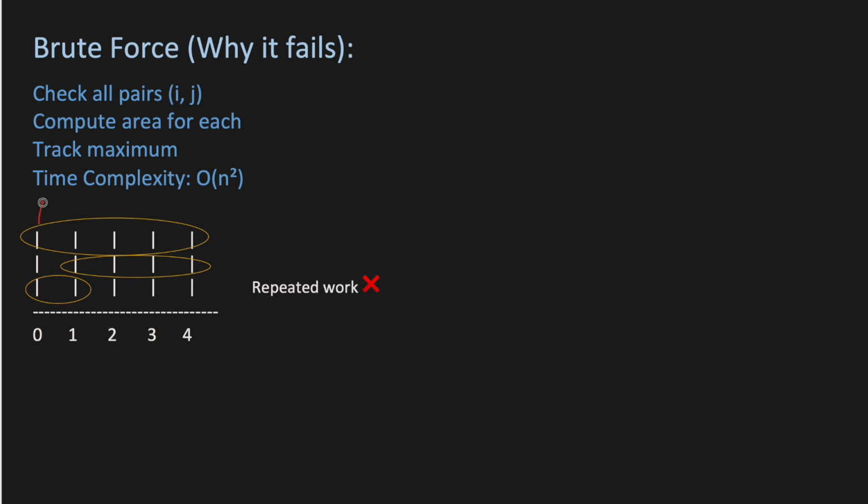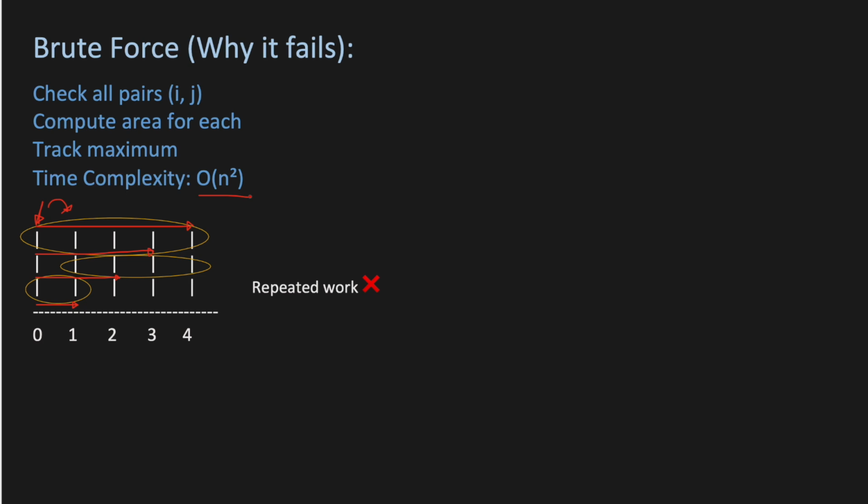The most straightforward approach is we try every possible pair of lines. Let's say we fix this height first and then try every possible combination from this line. Then we move on to the next height and try every possible combination from this, and so on. As you can see, by doing this, we keep reusing the same lines in multiple combinations. This leads to repeated work and a quadratic number of checks. Even though this guarantees the answer, it does not scale for large inputs.